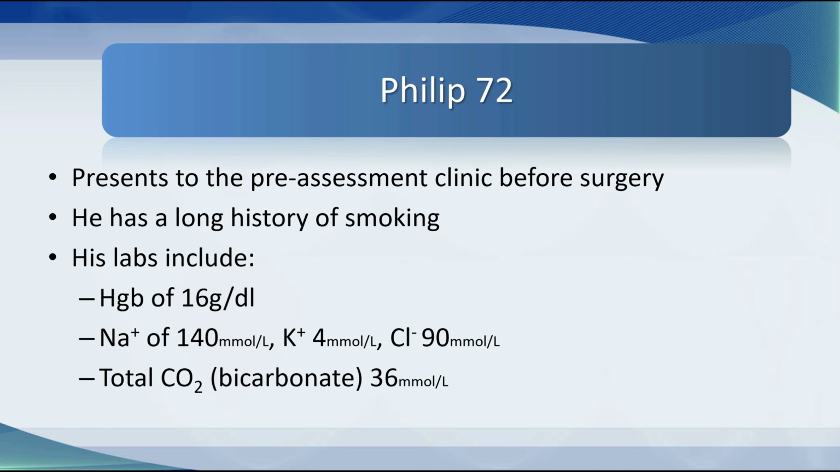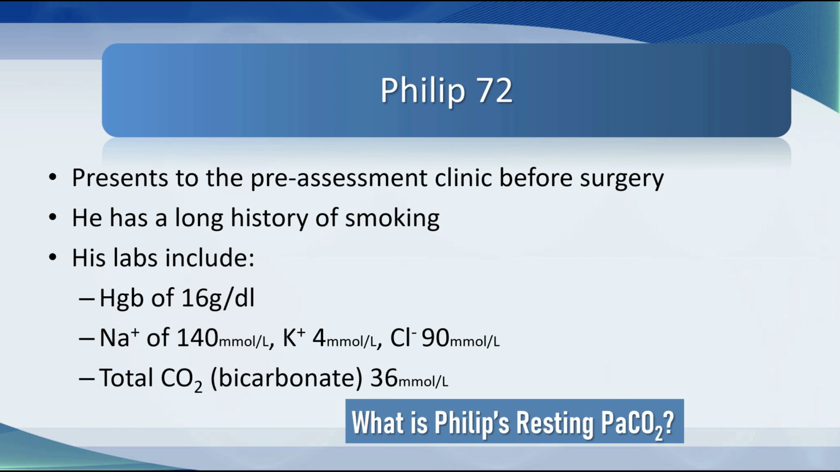Now the total CO2 is essentially the bicarbonate. Now you're going to take this patient to the operating room and you're going to mechanically ventilate him during surgery, and it's really important that if a patient is chronically hypercarbic that you don't blow the CO2 down to normal levels, or else you can cause intracranial vasoconstriction and a reduction in the intracerebral blood flow. So it is worth figuring out in this case, what is Philip's resting PaCO2?